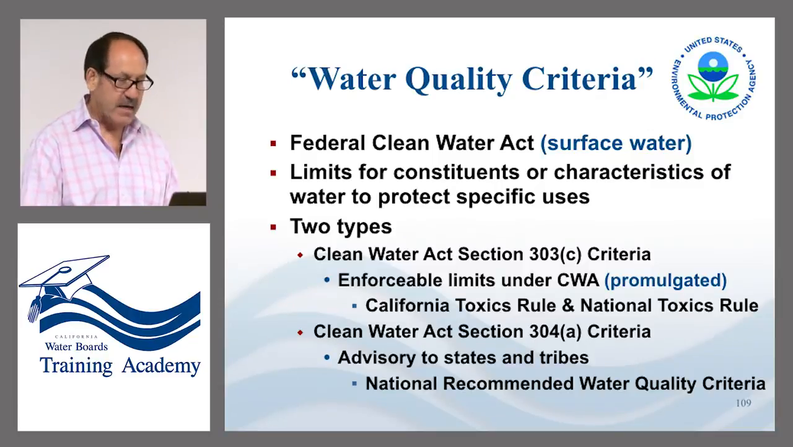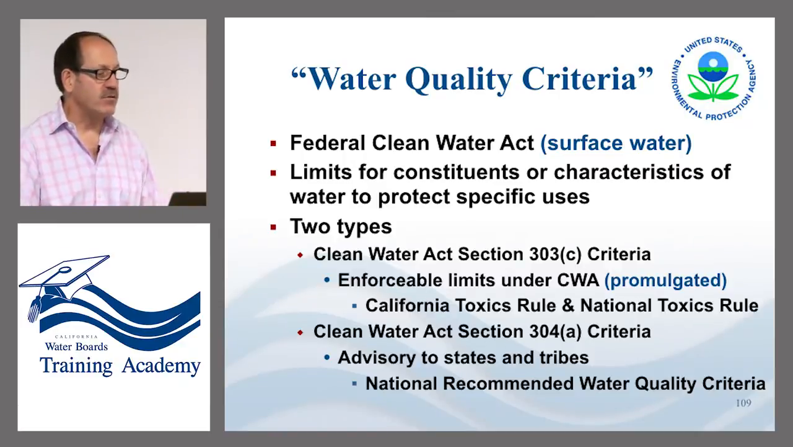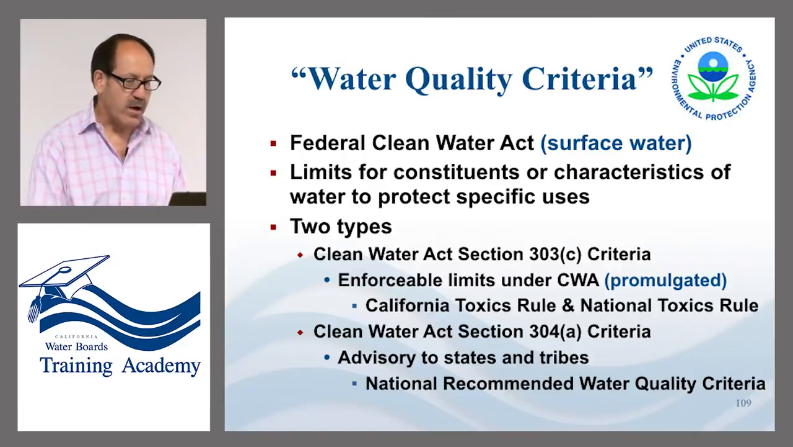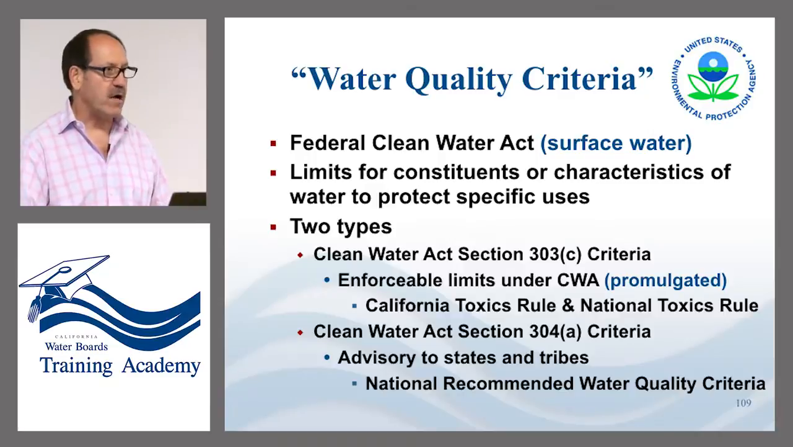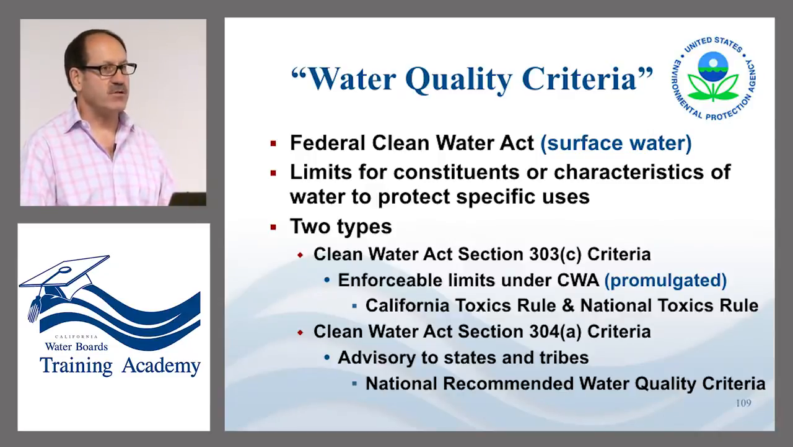Okay. In fact, EPA has added a recent requirement that whenever there is a 304A criterion, within a certain number of years, the states who have delegated authority must have an enforceable water quality objective or enforceable criterion for that particular pollutant, or EPA will promulgate one themselves, is the threat. So if the state doesn't act, EPA can step in.